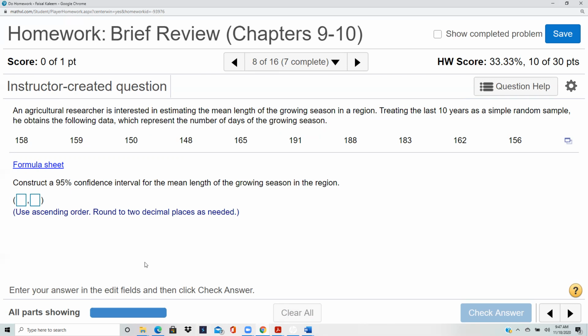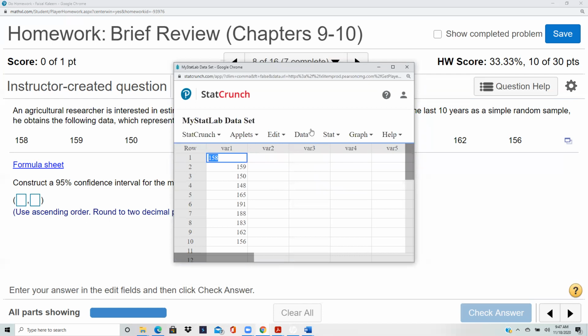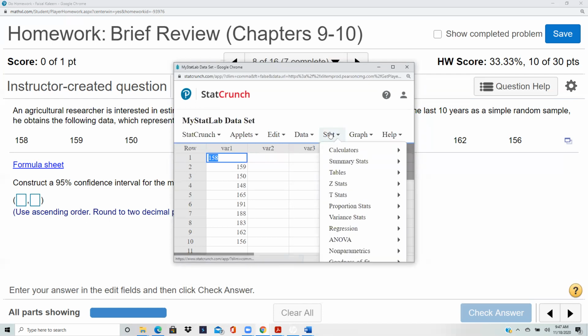Okay. So this one is with data, right? And we're going to use the mean. So it would be t-stat. So open in StatCrunch. So stats, t-stats, one sample with data.